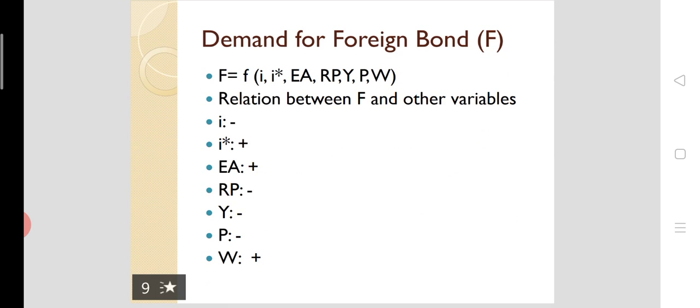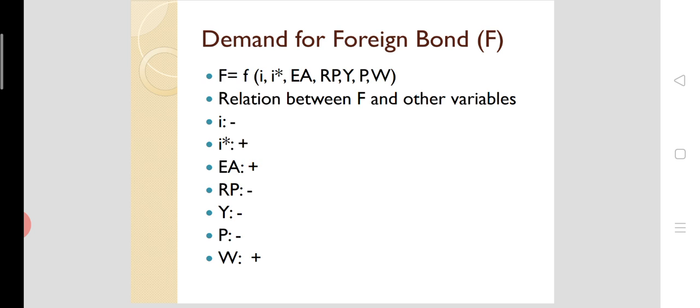The third and last one in the portfolio is foreign bond. Let's consider the demand for foreign bond. Foreign bond demand is a function of I, I star, EA, RP, Y, P and W. So these are the factors driving the demand for foreign bond. Foreign bond, as I said, is one of the assets in the portfolio as per the portfolio balance model.